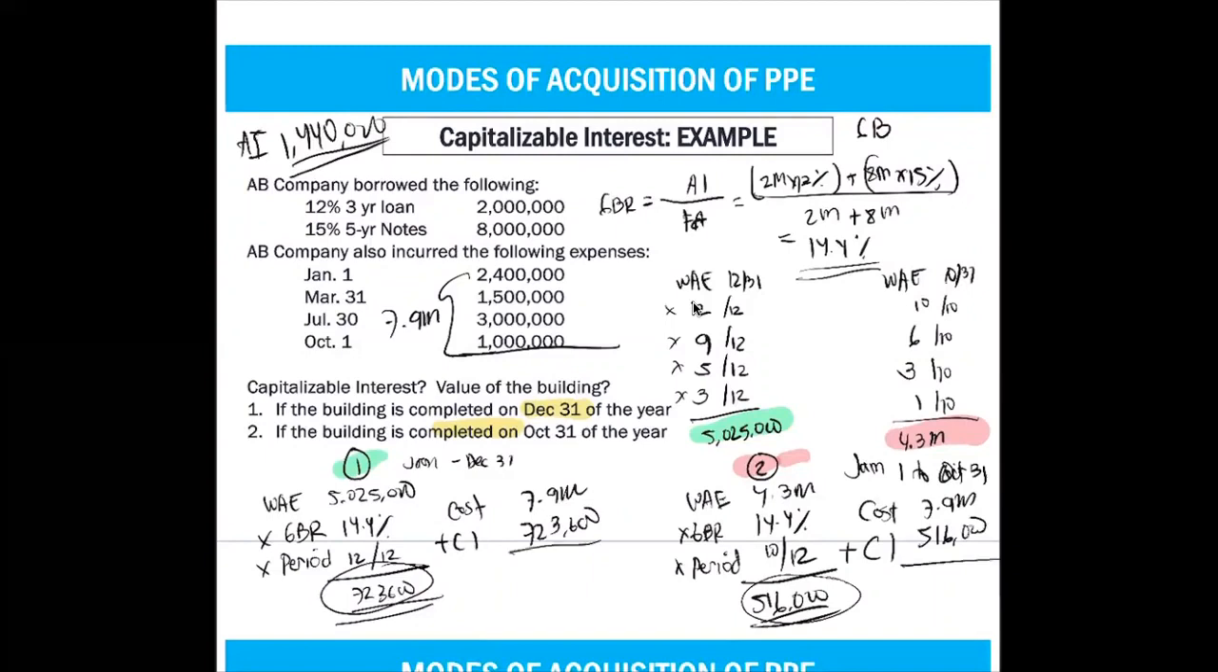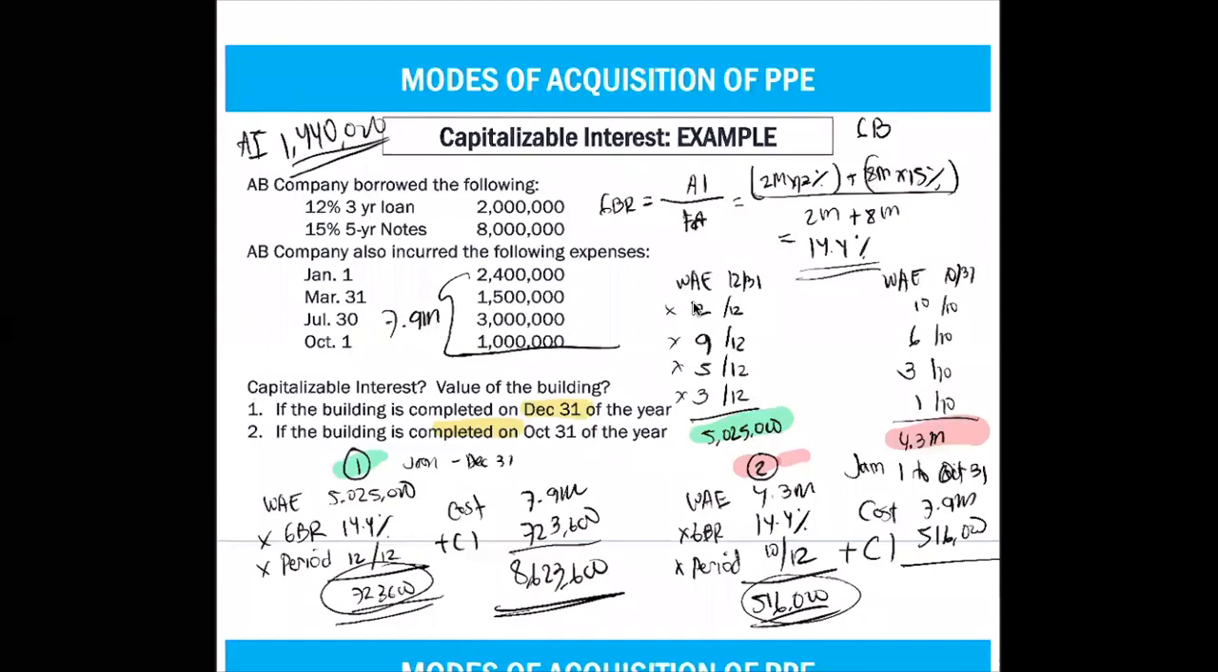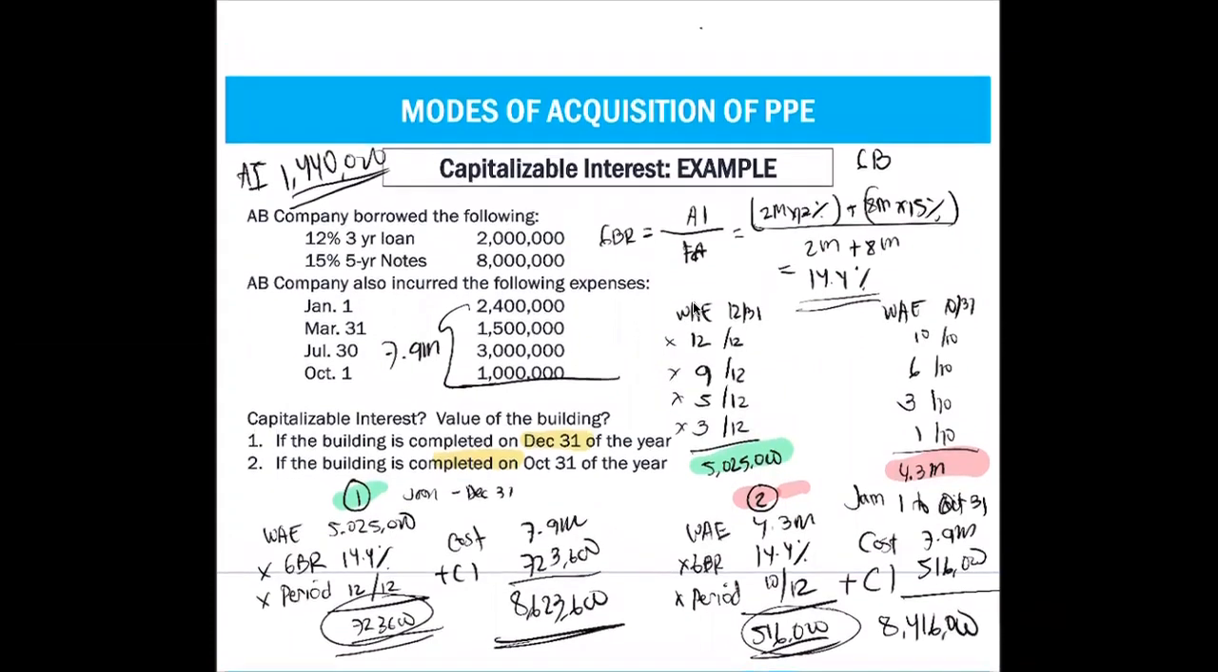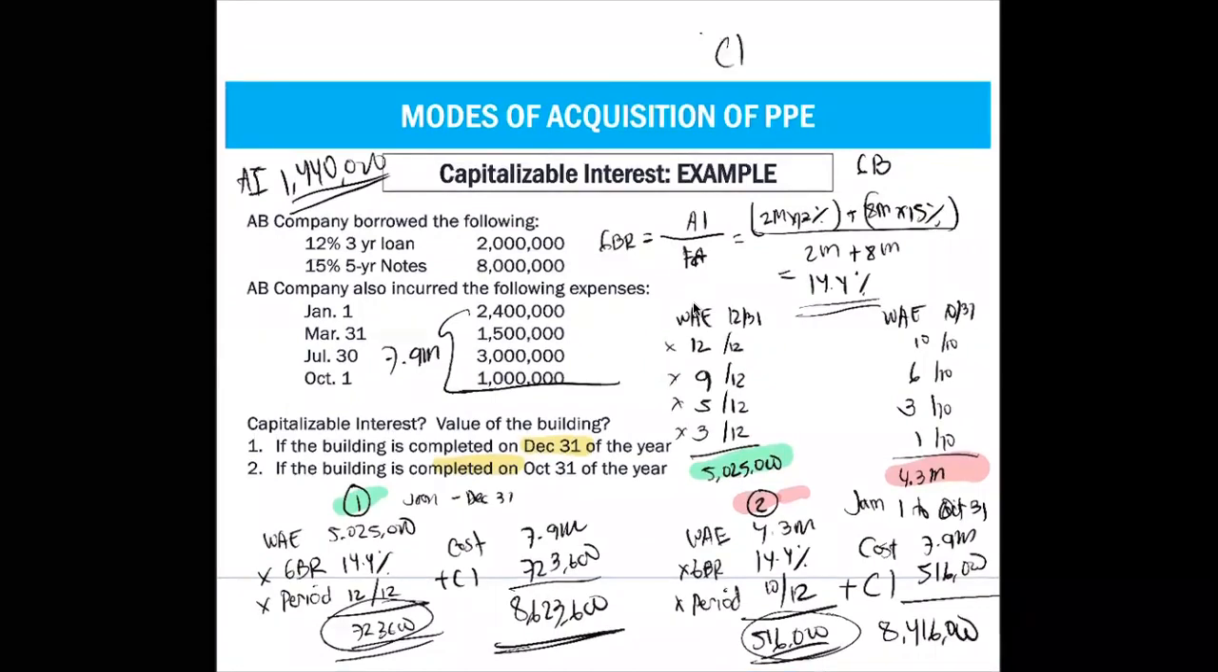Okay? So compute na natin, 7.9 to 723,600. We have 8,623,600. So this is the cost of the building. Now, for assumption 2, what is the cost of the building? We have 7.9 million plus 516,000. We have 8,416,000 pesos. Sir, what if ang na-compute natin na capitalizable interest is 1.6 million?